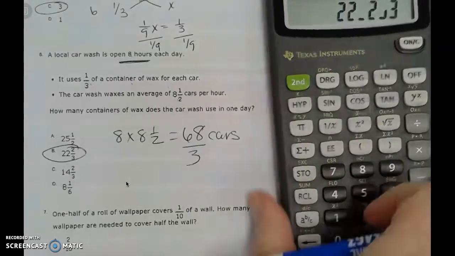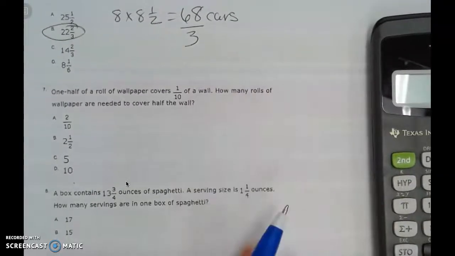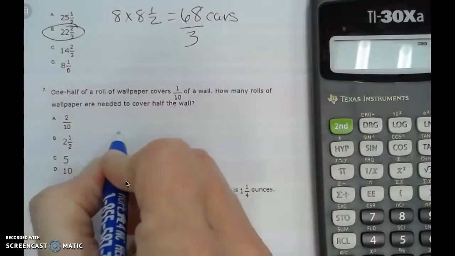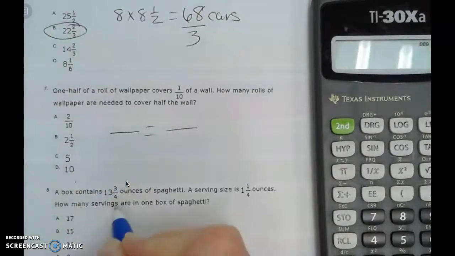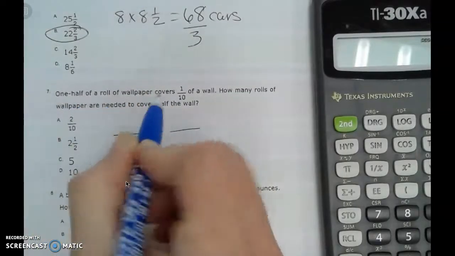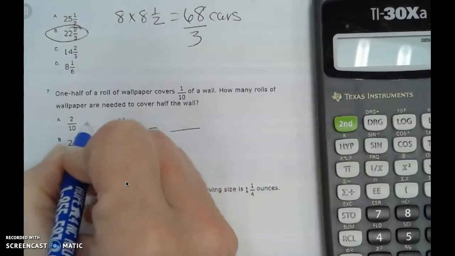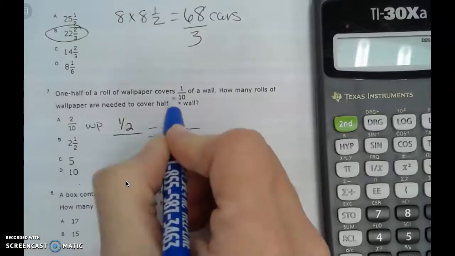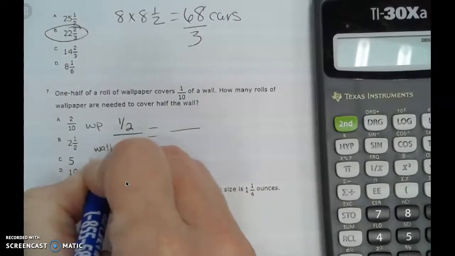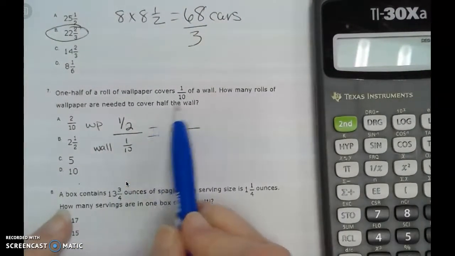Okay? 2 more to go. 1/2 of a roll of wallpaper covers 1/10 of a wall. How many rolls of wallpaper are needed to cover half of the wall? Same concept, just lots of fractions. I know y'all typically don't like fractions. 1/2 of a roll of wallpaper. So we got 1/2 of a roll of wallpaper. So actual wallpaper covers 1/10 of a wall. So 1/10, and that's talking about covering the wall. How many rolls of wallpaper are needed to cover half of the wall?